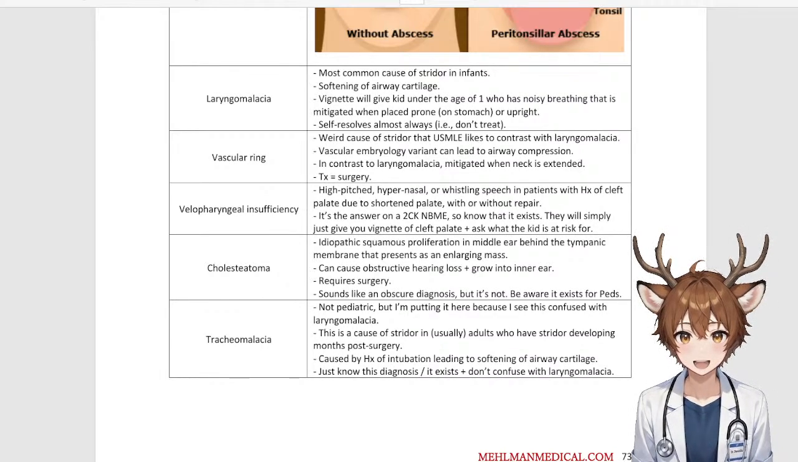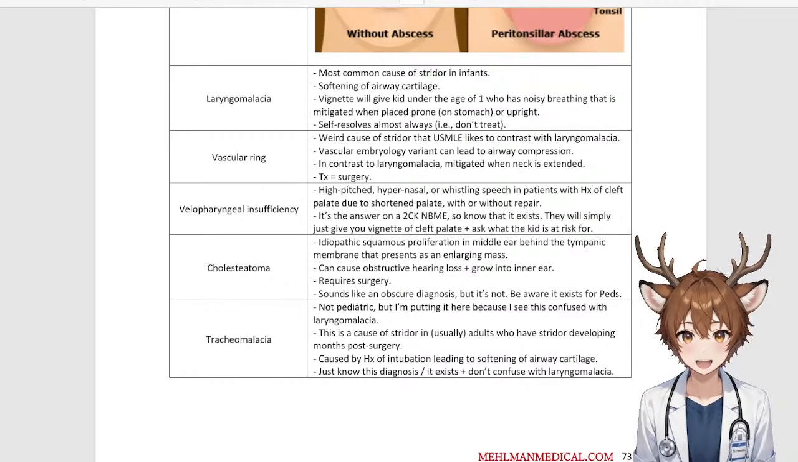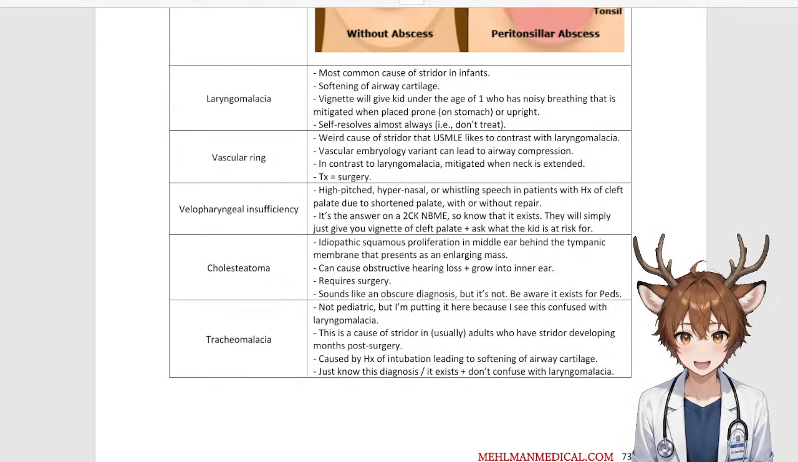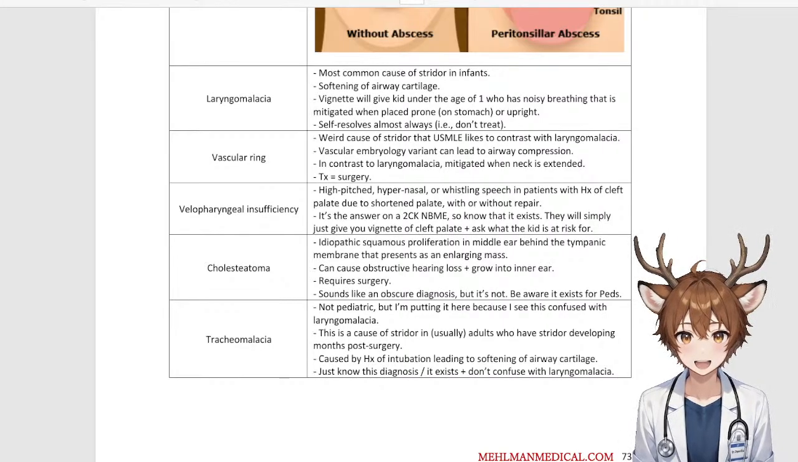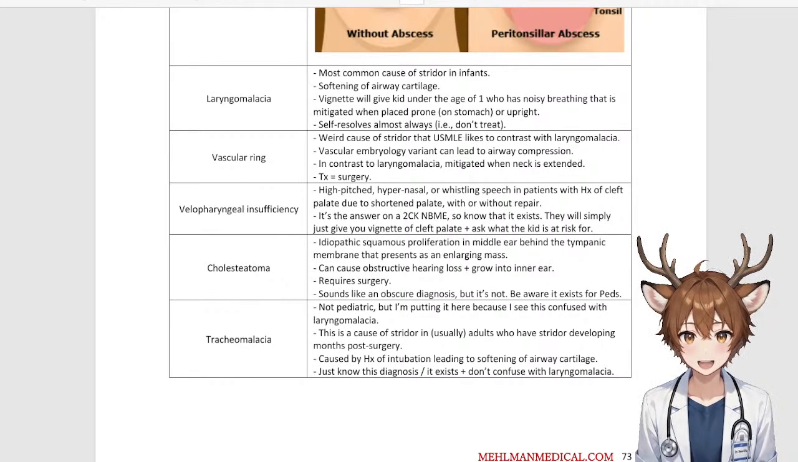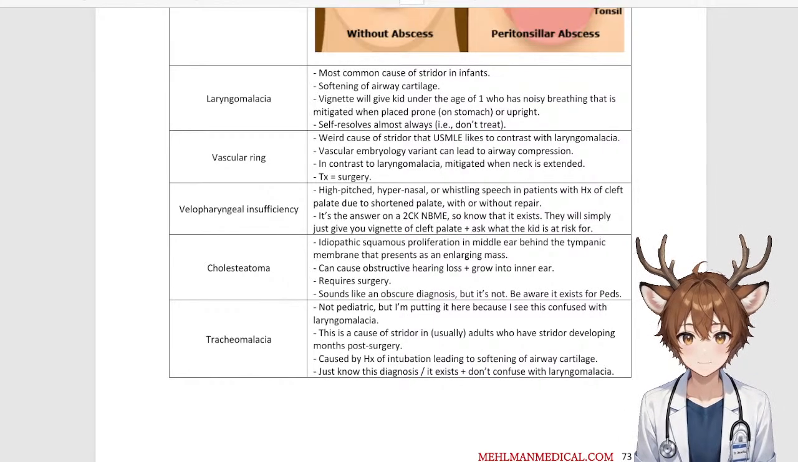Velopharyngeal insufficiency. High-pitched, hypernasal, or whistling speech in patients with a history of cleft palate due to shortened palate, with or without repair. It is the answer on the 2CK NBME, so now that it exists, they will simply give you a vignette on the cleft palate plus ask what the kid is at risk for.